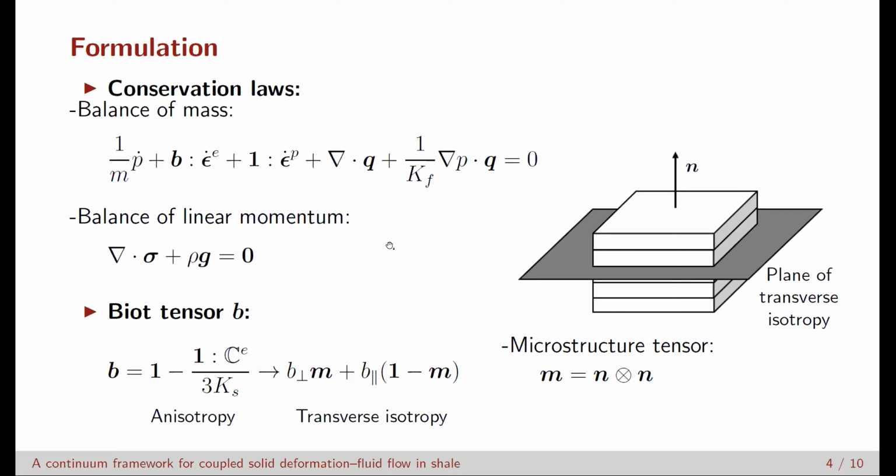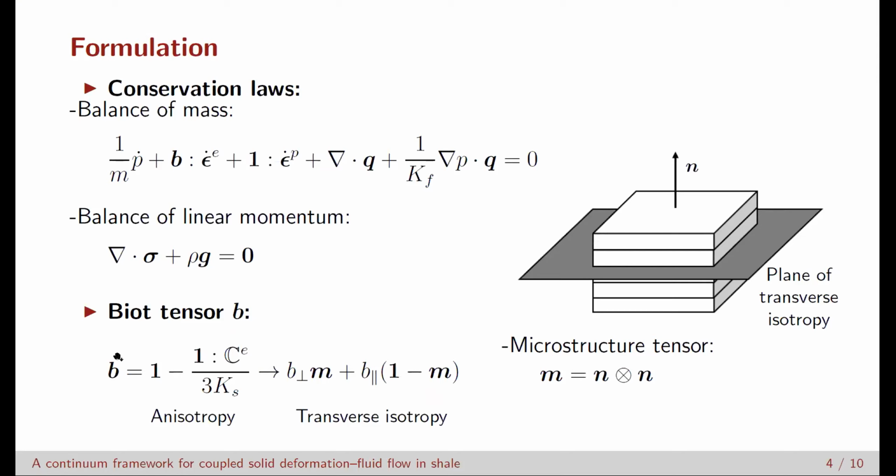Okay, and what's unique in our formulation is that since we're using an elastoplastic solid skeleton, the strains will decompose into elastic component and plastic component, and they have distinct contributions to the mass balance equations. As you could see, there's a B tensor in front of the rate of elastic strain rate.